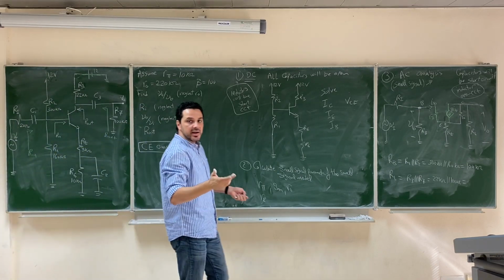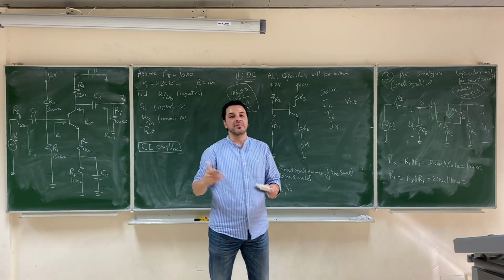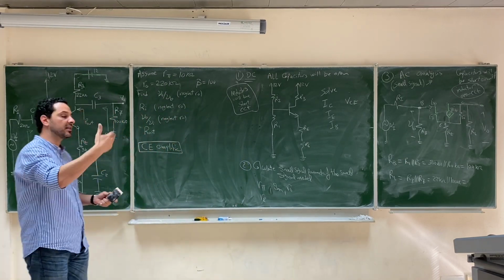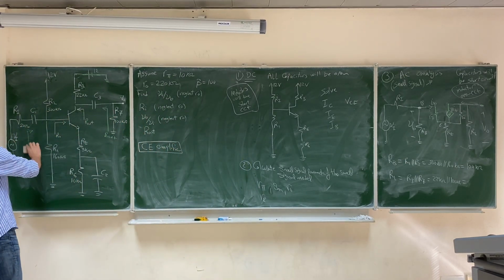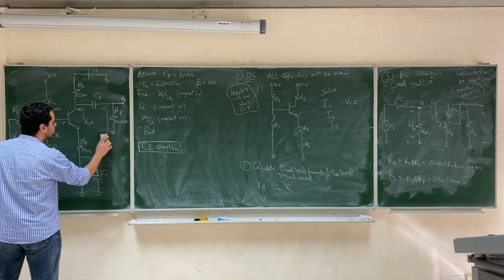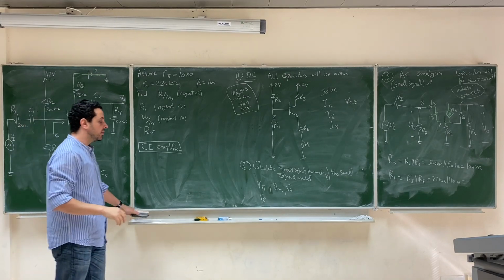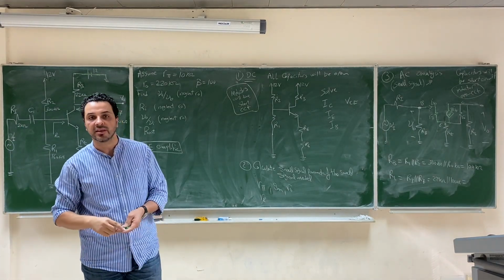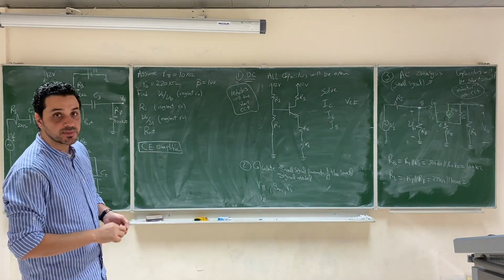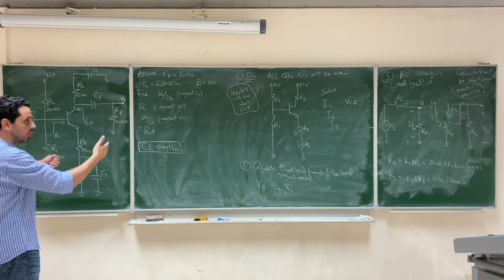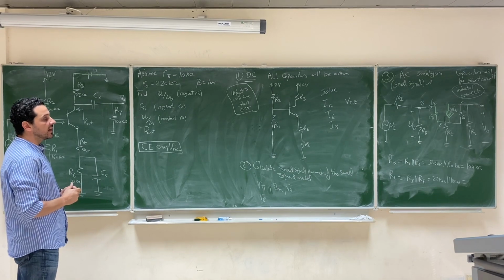Basically, R input and R output will be found by the Thevenin equivalent resistance, looking at the input terminal and looking at the output terminal. So I advise you, if you need to review how to calculate the Thevenin equivalent resistance, please go and review it before we proceed with the remaining material.